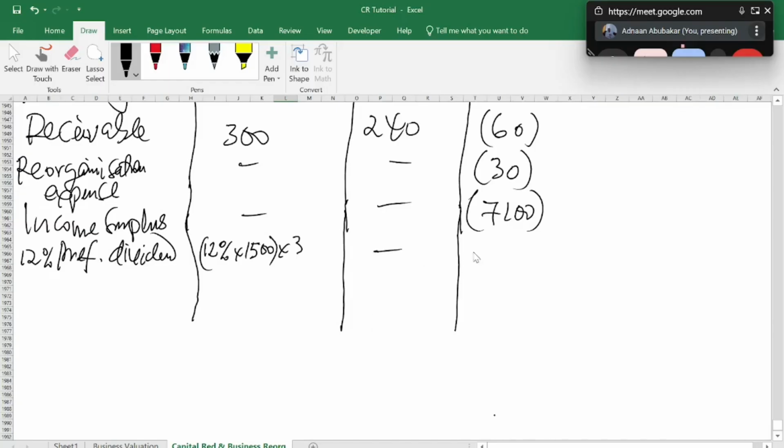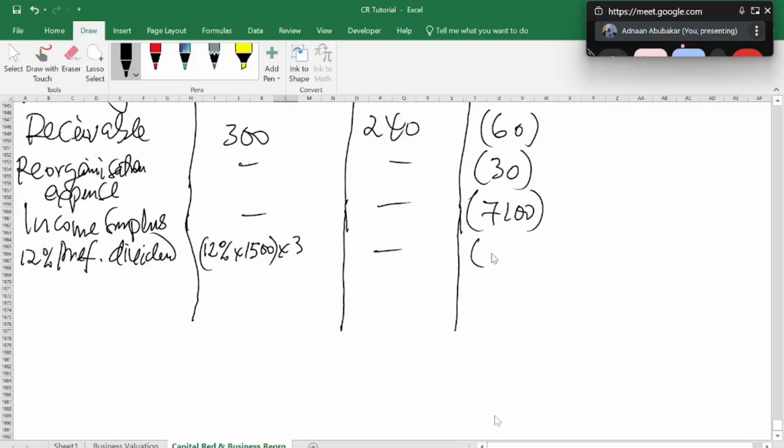12% times 1,500 times 3 years. You say 3 years. Have you forgotten? No, no, no. You multiply 12% by 1,500 before you multiply by 3. 1,500 times 12%, times 3.